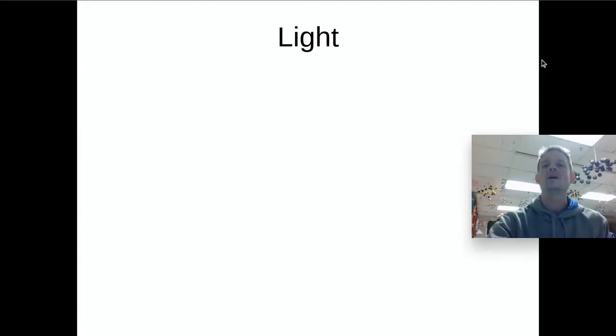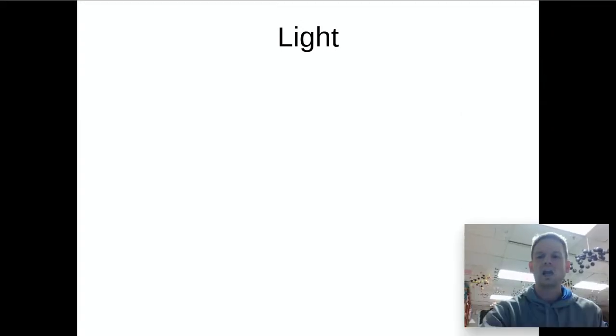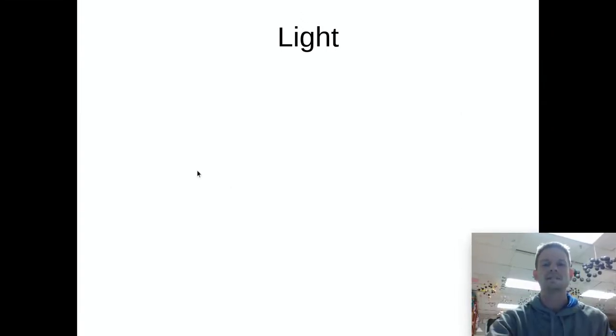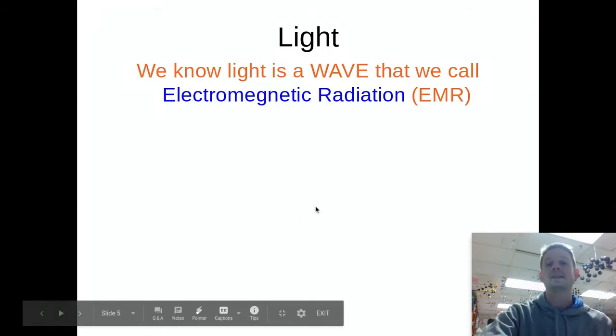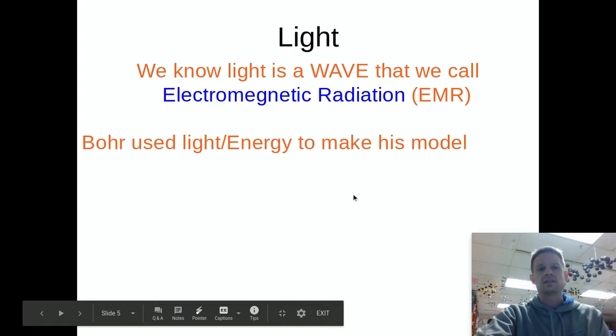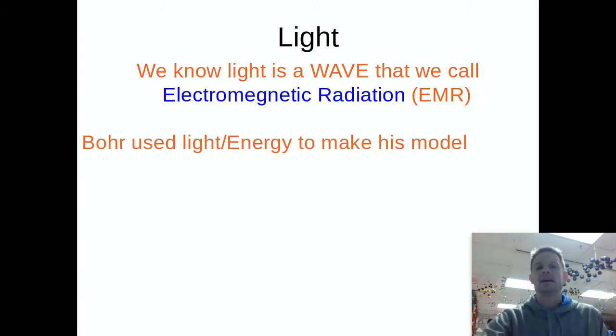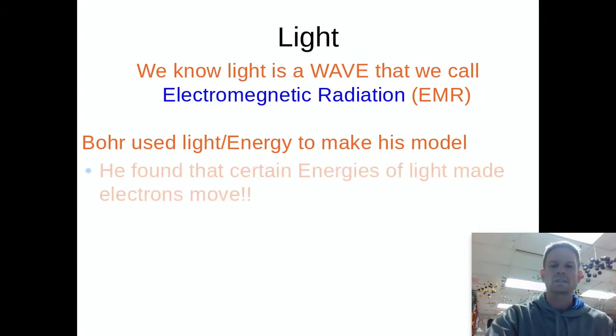We've got to think about this idea of light, and how Bohr really came to his idea. We know light as a wave. We've always talked about it that way in all of your years of science. You thought of light as a wave, and we call that electromagnetic radiation. We'll take a look at that chart in a second. And Bohr used that idea to make his models, like we talked about before.